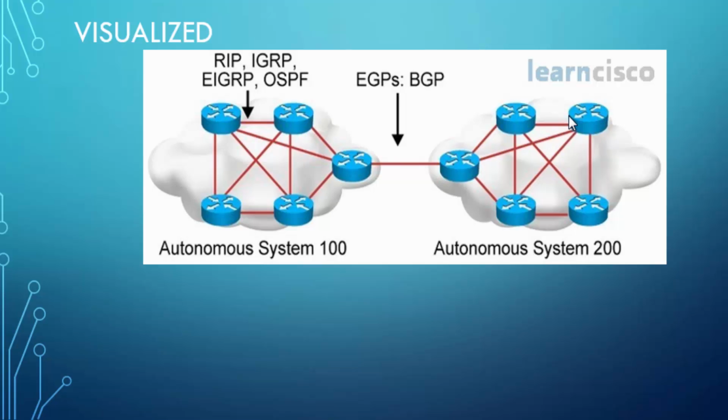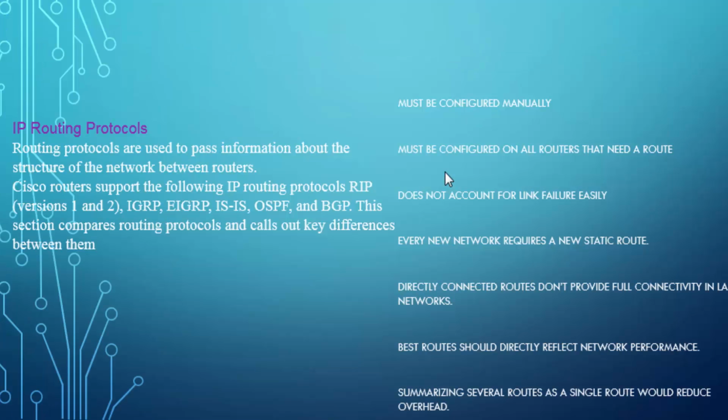So I want you to physically visualize what I'm talking about. Remember when we were talking about the AS, the autonomous system. We have autonomous system 100 over here, and autonomous system 200 over here. This is how we identify the different autonomous systems. Inside each one of the autonomous systems, we can have RIP, EIGRP, and/or OSPF. It can happen in the other autonomous system as well. But the only one that can connect both of them is the exterior gateway protocol. The only one that we have is BGP.